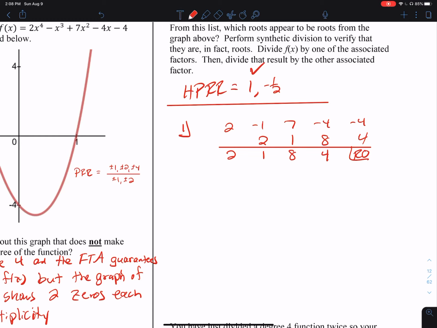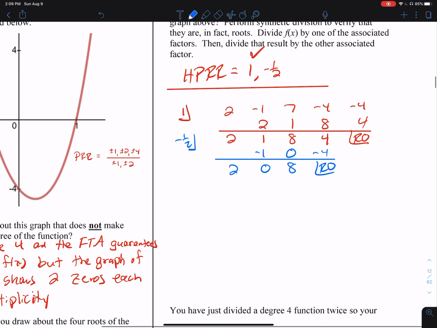Then let me synthetically divide by -1/2 to see if things go just as smashing. 2 plus 0 is 2. -1/2 of 2 is -1. -1 plus 1 is 0. -1/2 times 0 is 0. 8 plus 0 is 8. -1/2 of 8 is -4. Lovely. So here's what this does for us.